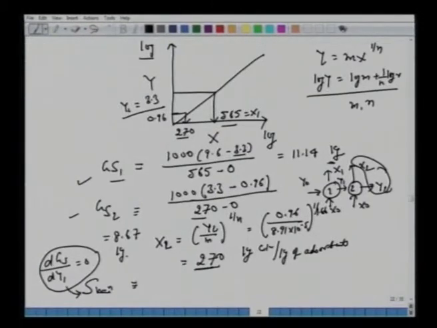So we have S min. If you add the two, 11.14 and 8.67, we have 19.81 kg of carbon per 1000 kg of wastewater. So that's the answer, 19.81 kg required for 1000 kg of wastewater. Let's see how we can solve this graphically.